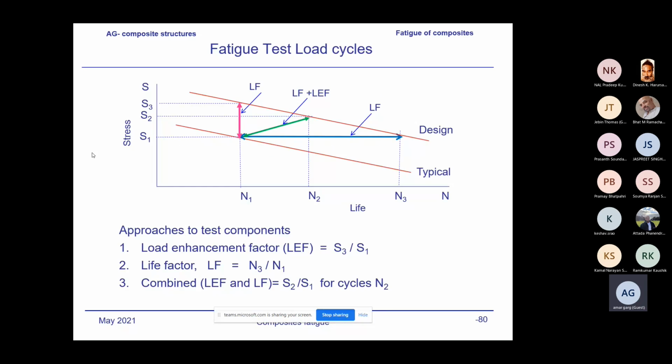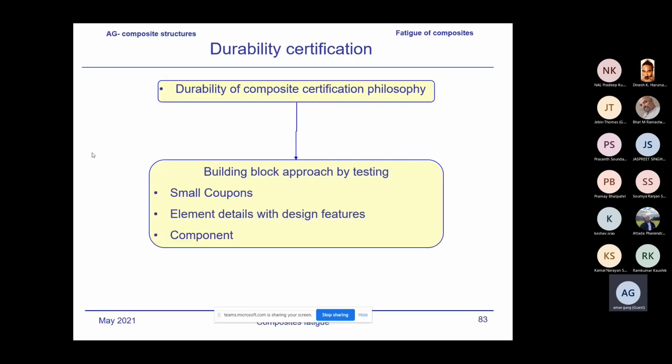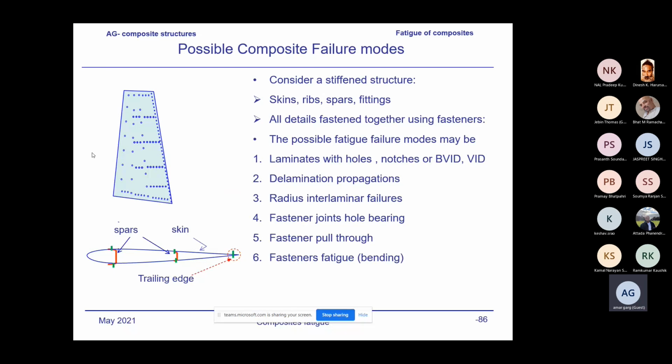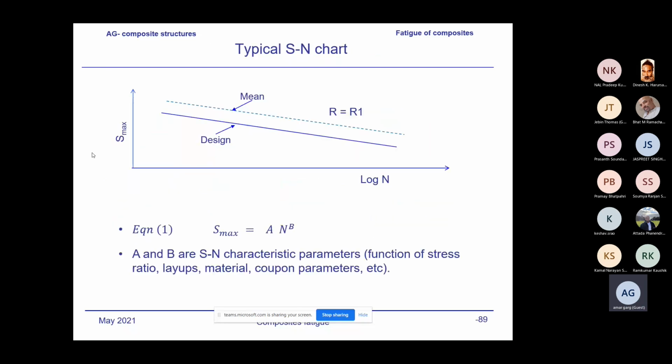I won't go into details of this one, fatigue test of the component, which I had shown earlier during my certification. Durability composite certification philosophy, building block approach by testing small coupons, elements, which I have discussed earlier. Again, there are many types of this. This type of slide I had shown during certification for the various failure modes which you will have to investigate for the durability fatigue testing. Again, I won't discuss. You will generate the required SN curve for the required failure mode in order to validate your durability for that failure mode.